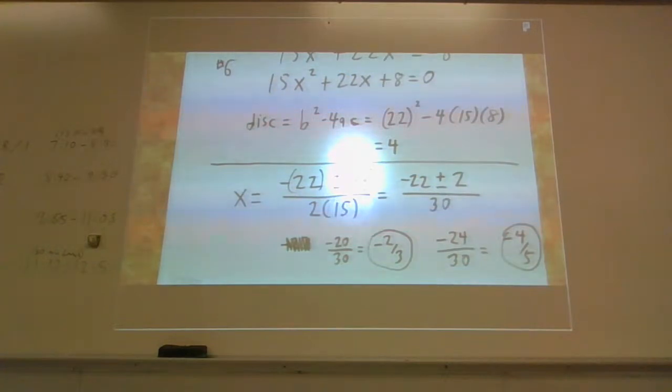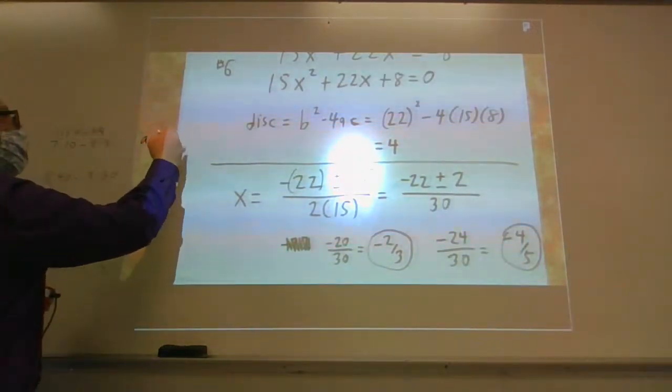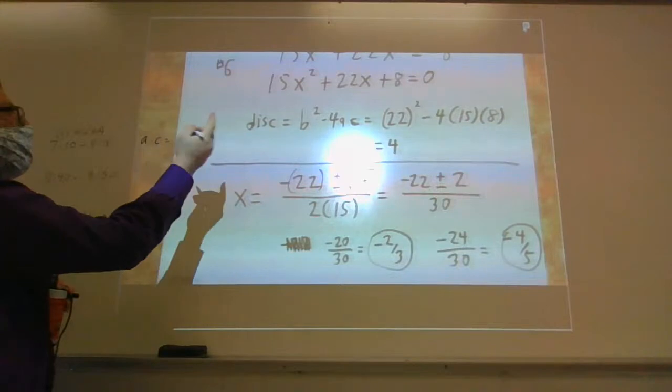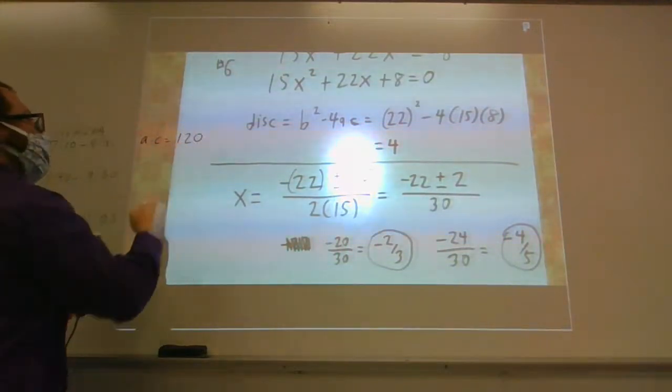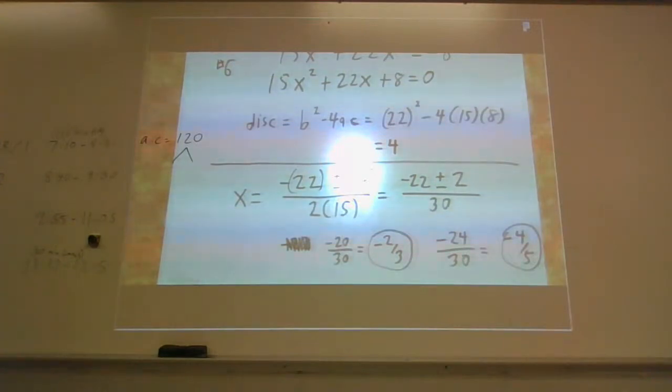Let me see what the Tucker method would look like. I'm just really interested in this. If I did a times c, I'd get 15 times 8, which if you did that in your head would give you 120. Can you give me two numbers that multiply to 120 and add up to 22? It's a lot simpler than you think.